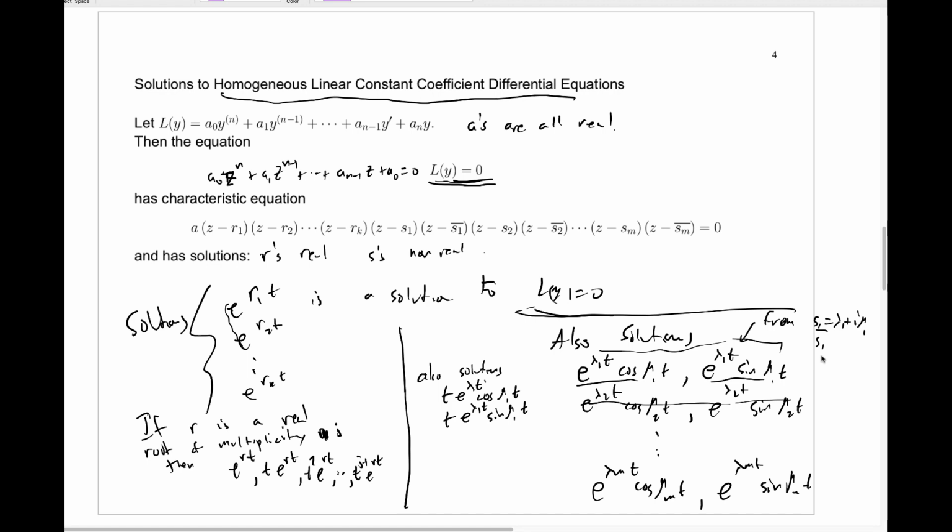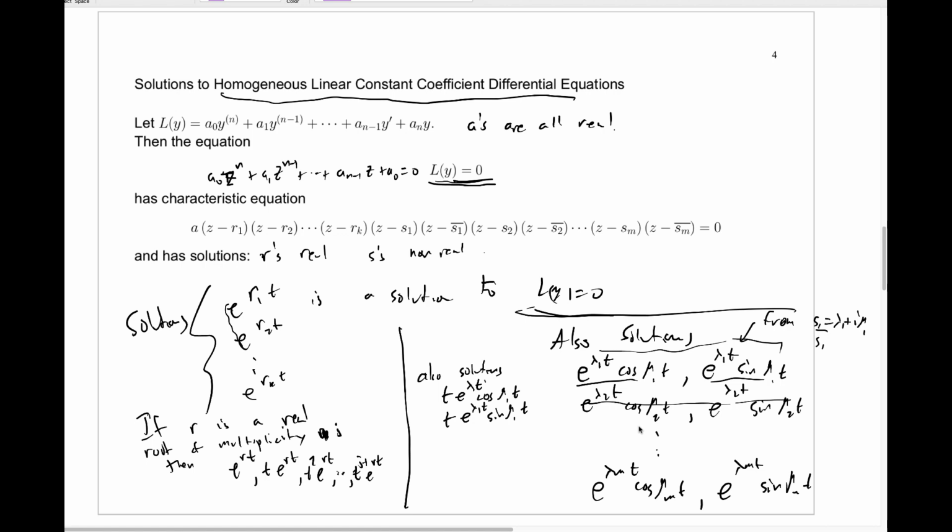So there's a whole lot of stuff here. If you look at all the solutions I've written down, you'll see that if we started with an nth order differential equation, you'll get an nth degree characteristic equation, which will have exactly n roots total when you count all the multiplicities. And you'll get exactly n solutions that we've written down when you include all the multiplicities.